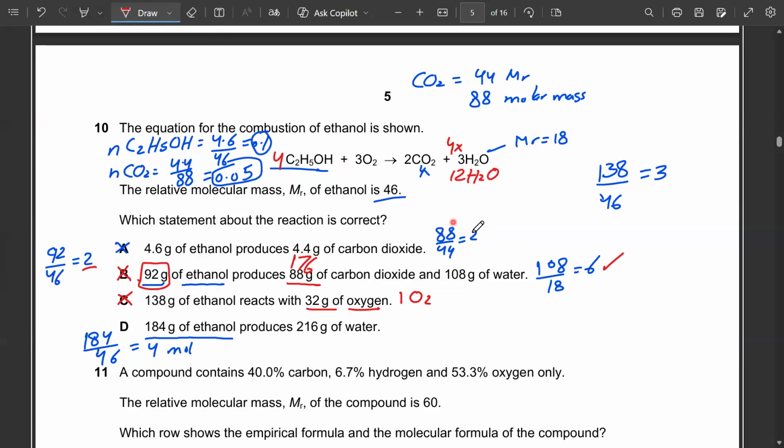And we know the mass of 1 mole of water is equal to 18. So, multiply this with 12. So, 12 times 18 is equal to 216. And this is exactly the value here. So that says D is the correct option. I hope it's clear to everyone.